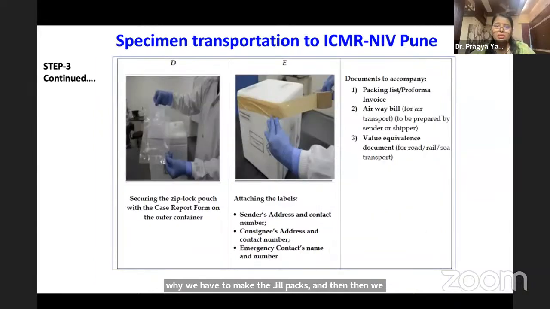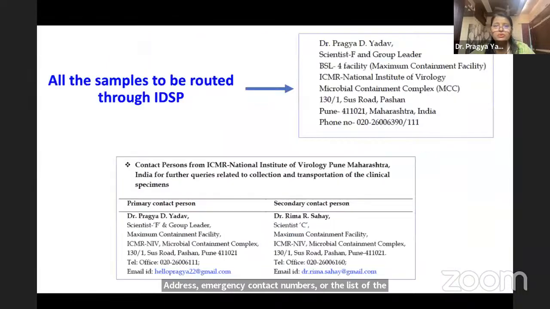But prior to that, you also need to write the sender's address, contact number, consignee address, emergency contact numbers, the list of the packing, airway bill, and the value equivalent. So all this information needs to be filled, and these samples can be shipped to the BSL-4 facility at NIV Pune. And you can contact either me or Dr. Rima Sahai for sharing any samples. As we all understand, this is a new variant which we are looking at here, and India has not reported any such cases.